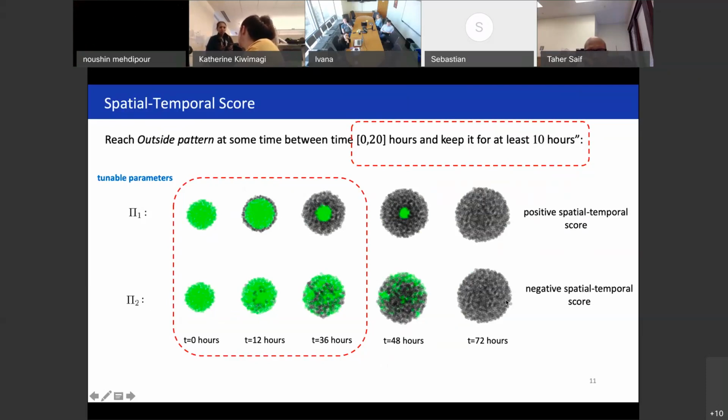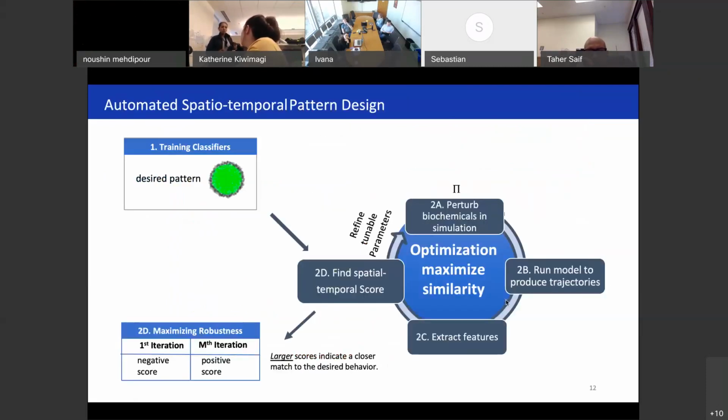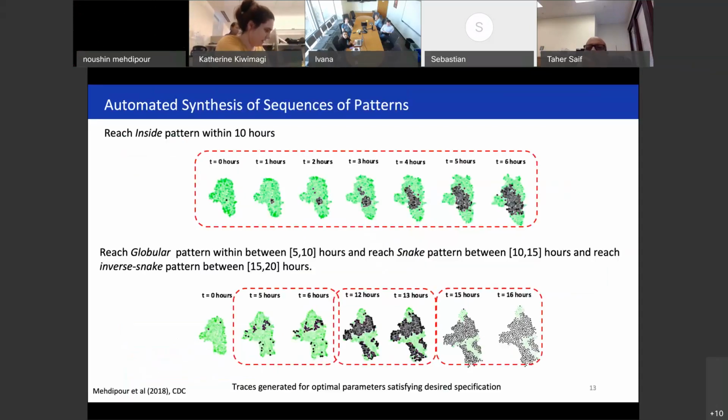And because of this score, we can use optimization. Instead of doing just trial and error or looking by eye, we can have an automated framework or optimization formulation, which, based on our trained classifiers, can automatically generate different trajectories for different sets of tunable parameters and try to maximize the similarity score until we get the desired pattern.